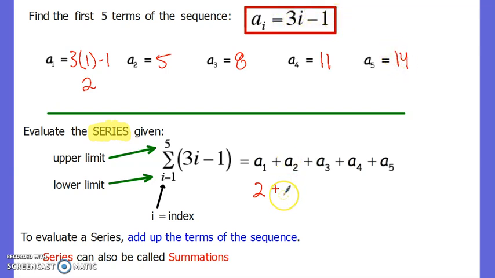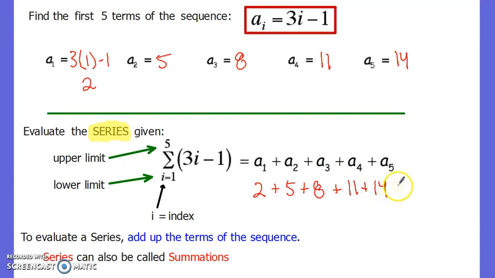And I'm going to go down to the bottom again then. If we're finding the series, again, of terms 1 to 5, the lower limit being 1, the upper limit being 5, start counting from 1, stop counting at term a sub 5. Well, we're going to plug in the numbers then. Well, a sub 1 was equal to 2, a sub 2 was 5, a sub 3 was 8, a sub 4 was 11, and a sub 5 is 14.